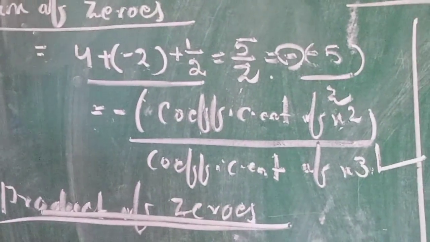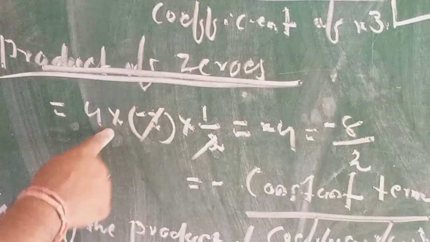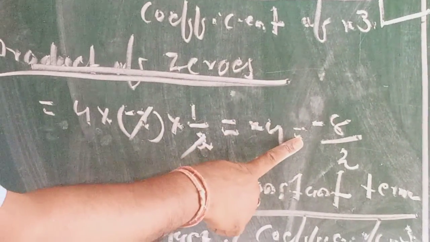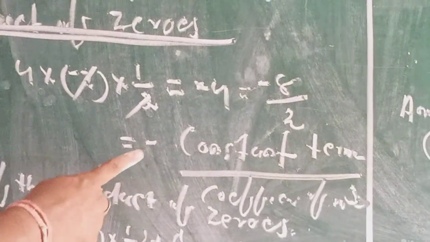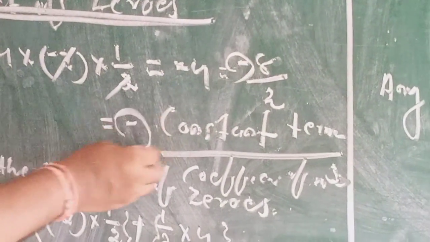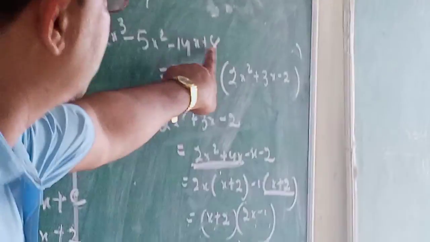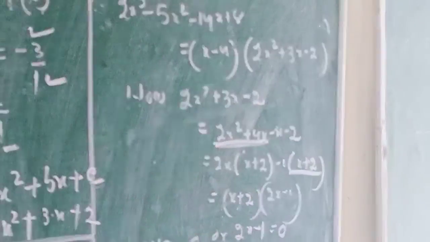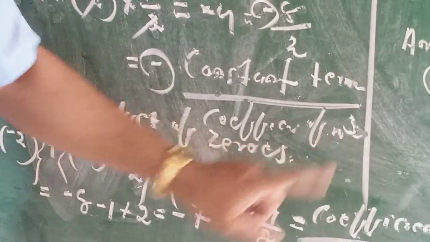Now the product of zeros means 4 into minus 2 into 1 by 2, because the 3 zeros are 4, minus 2 and 1 by 2. The 2s cancel, and it will be minus 4. Minus 4 you can write as minus 8 by 2, same thing. Now the minus sign stays, and 8 is the constant term. So in place of 8 you can write constant term divided by coefficient of x cube.